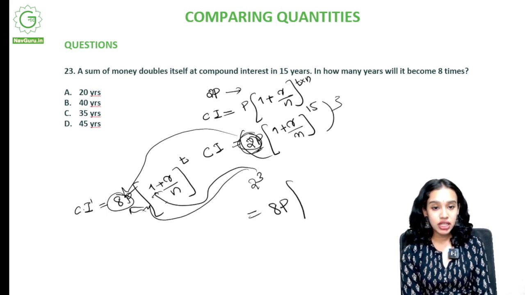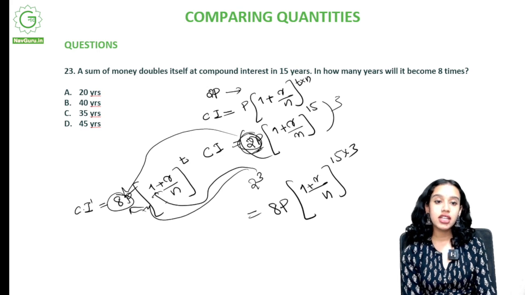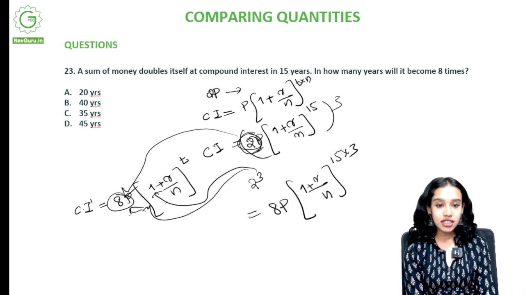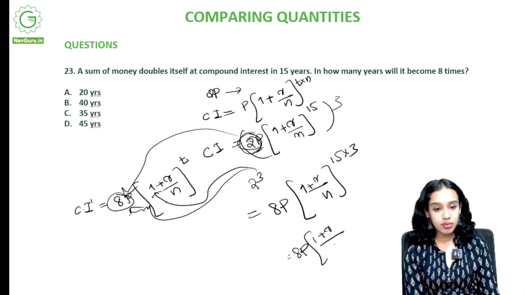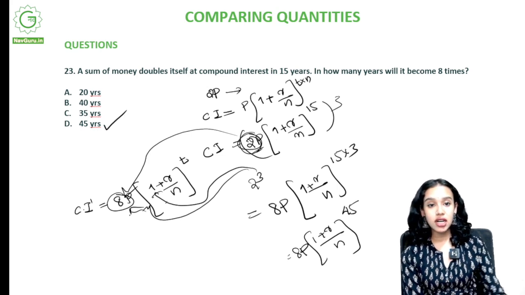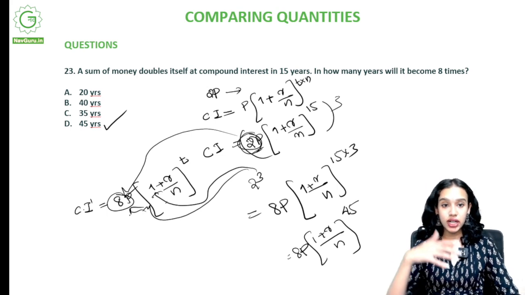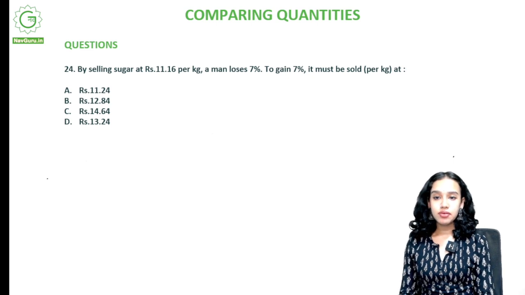We get 8p into 1 plus r by n whole raised to 15 into 3, right? So this was the 2p's equation. Then we cubed it because it's 8 here. So now we get the compound interest as 8p into 1 plus r by n raised to 15 into 3 is 45. So 45 years is the amount of time required to make it 8 times. So let's solve this question.